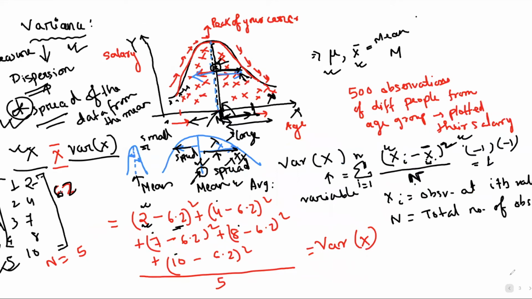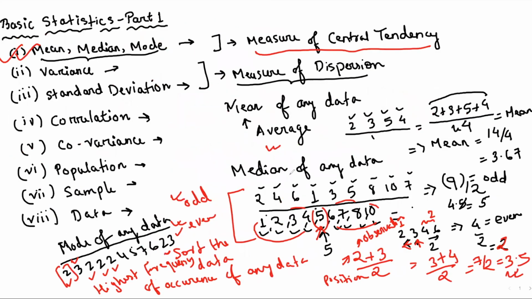Now, what are the things we covered? We have covered mean, median, mode. We have covered variance, and we have covered standard deviation. Now let's discuss correlation. What exactly is correlation? Okay, so the next topic is correlation.